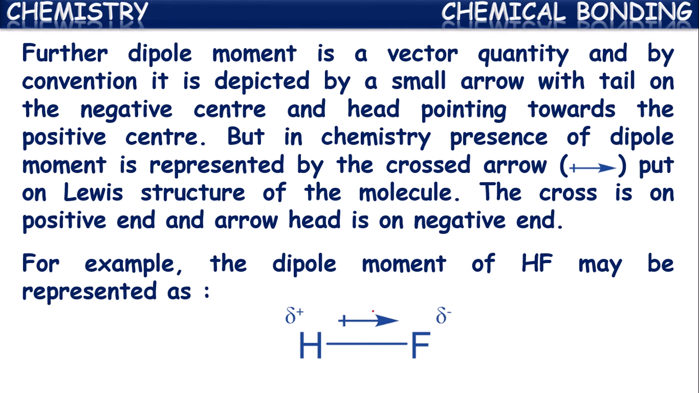The slight charge formation is called here a dipole, and this movement of the pair of electrons towards one of the two participating atoms is called dipole moment. This dipole moment is represented with this crossed arrow. Here the head of the arrow is towards the negative end of the dipole, and the cross is towards the positive end of the dipole. In this way, dipole moment in a covalent bond is represented, okay, by using this crossed arrow.